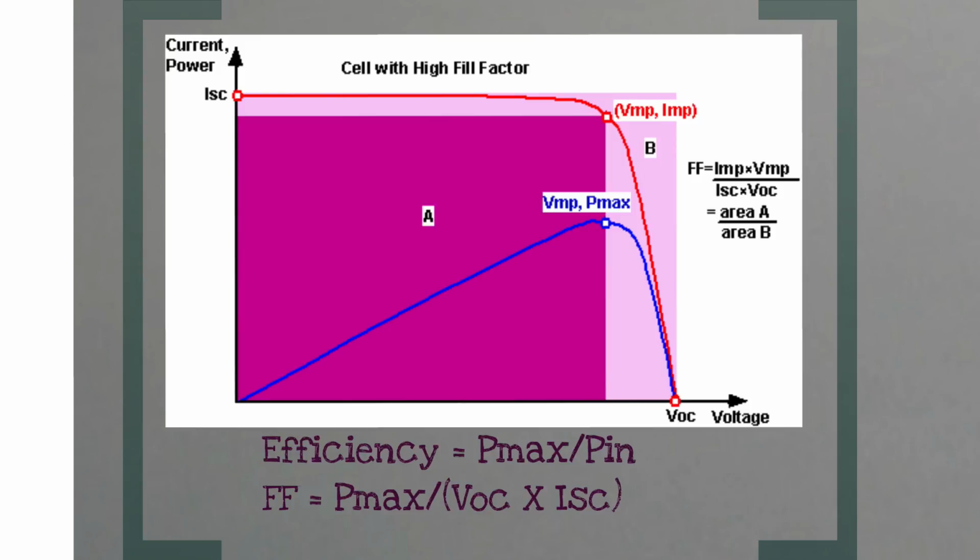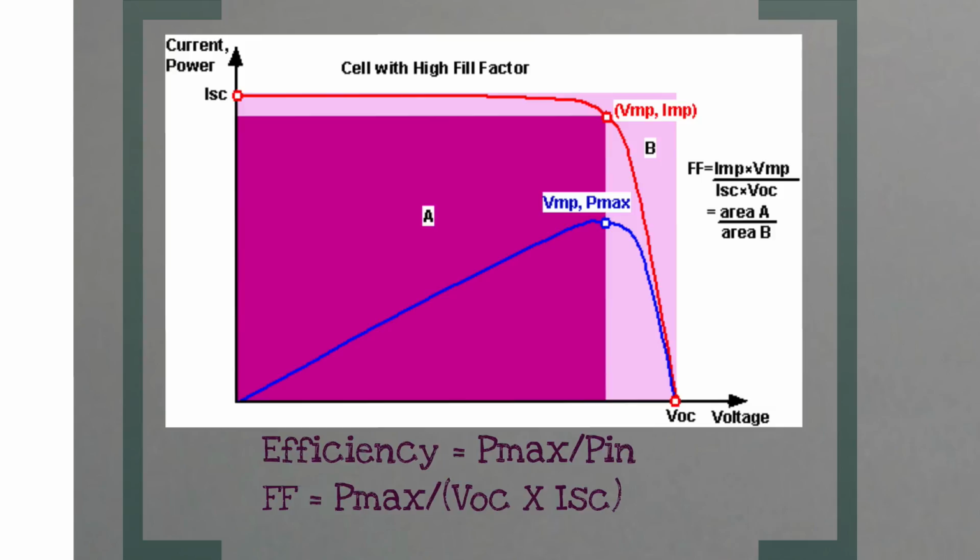Okay? And mathematically, simply, the area of the pink rectangle is the opposite. So the area of the purple rectangle divided by the area of the pink rectangle is always less than 1. The area of the purple rectangle is the peak current multiplied by the peak voltage, or the voltage and current corresponding to the peak power, divided by the short circuit current multiplied by the open circuit voltage.